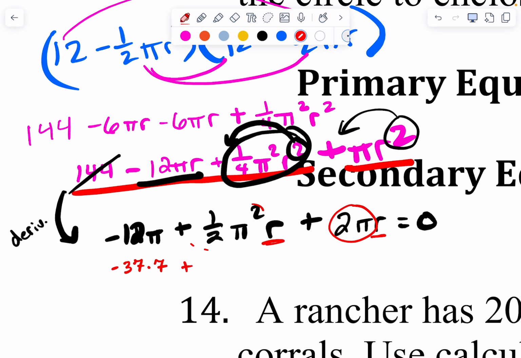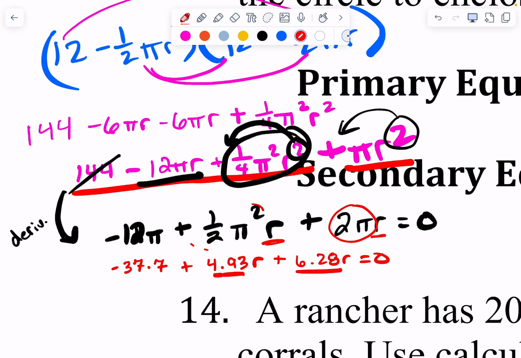Plus pi squared divided by 2. This is 4.93 r is what that is. And then plus 2 pi would be 6.28 r. Yeah? Equals 0. This is 11.22.